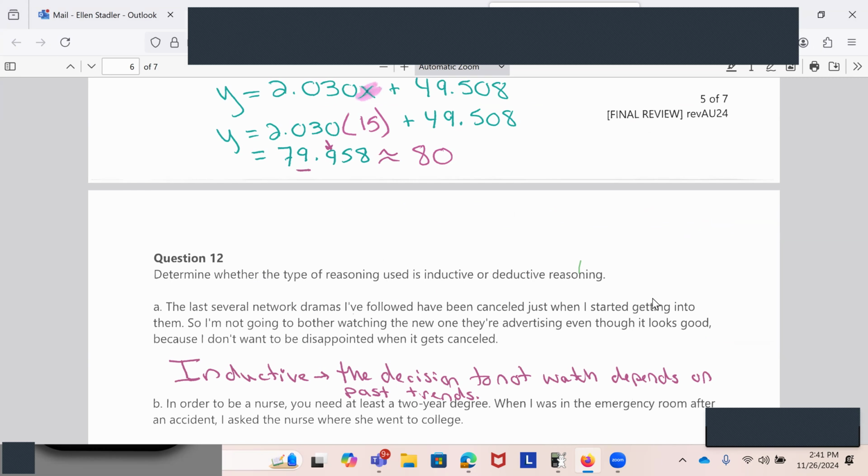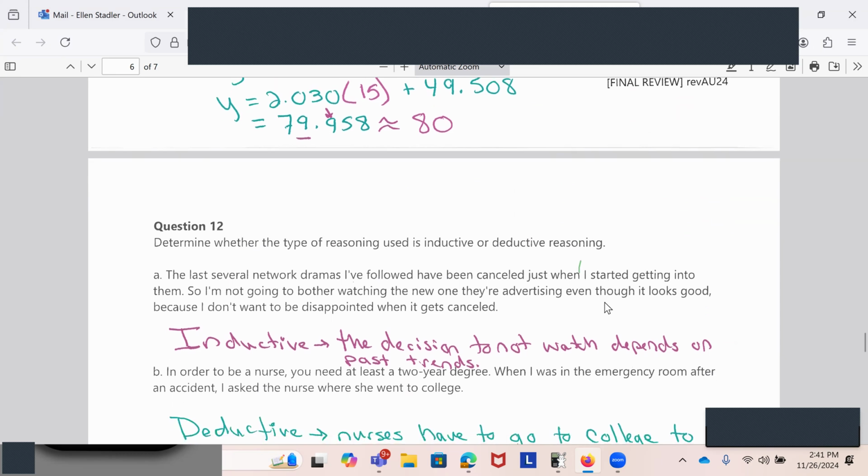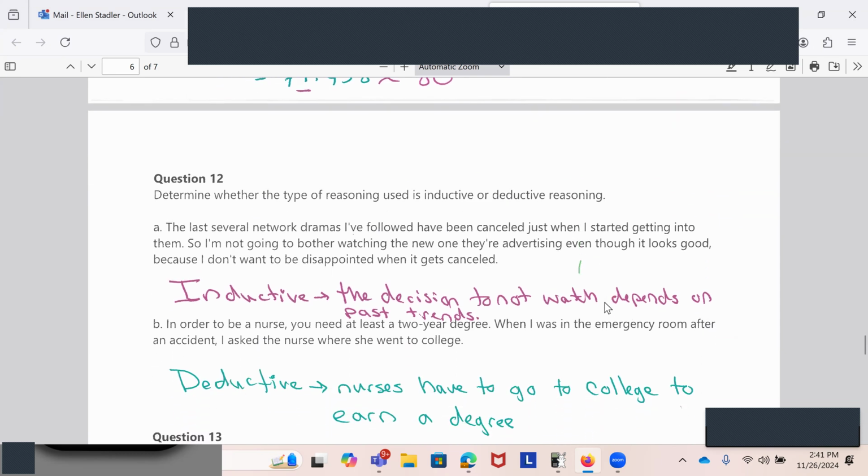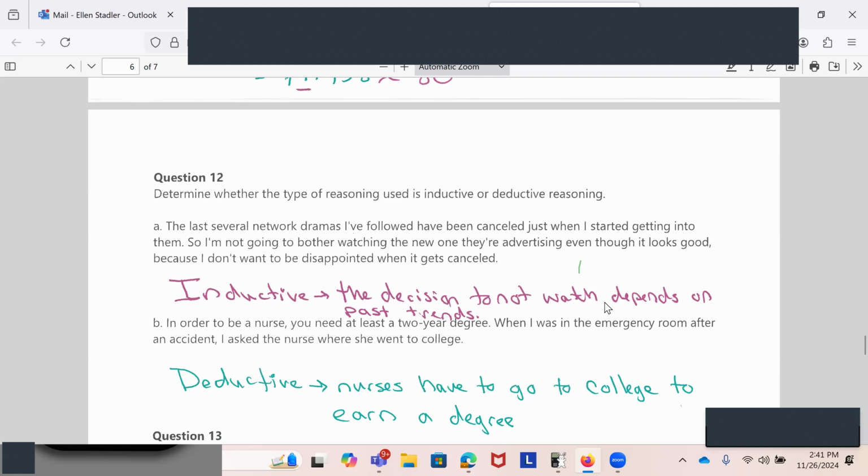In order to be a nurse, you need at least a 2-year degree. When I was in the emergency room after my accident, I asked the nurse where she went to college. That is deductive reasoning because we know that all nurses have to go to college to get a degree, so we asked a specific nurse where she went. We assumed she went. So inductive is smaller to bigger, deductive is bigger to smaller. General to more specific.